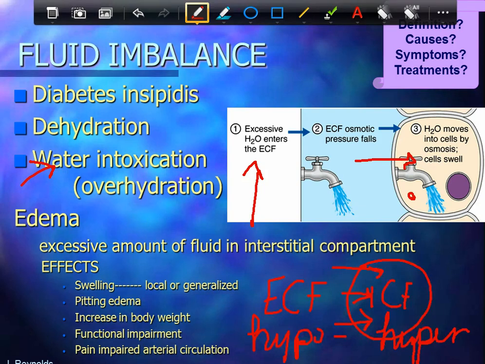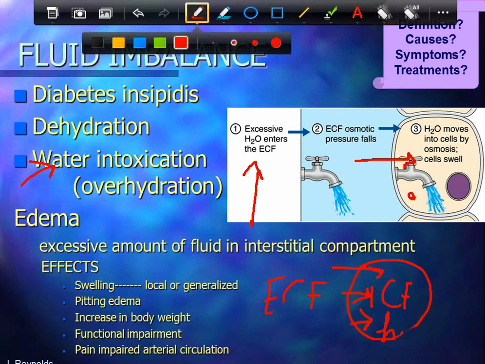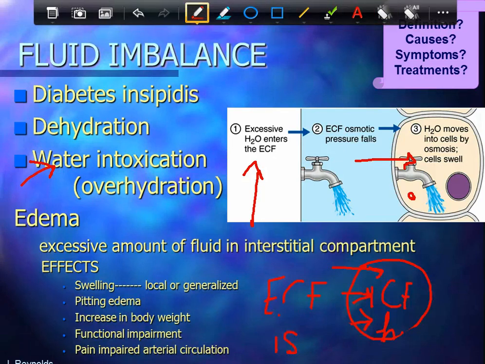Now, let me erase some of this. So what's going to happen as the water moves into the ICF is that at some point, these two are not going to be one hyper and one hypo. At some point, these are going to become the same solution again. Isotonic, isotonic. Except everything is askew now, because remember that you have too much fluid in the body. It's just the fluid shifted over into the cells.